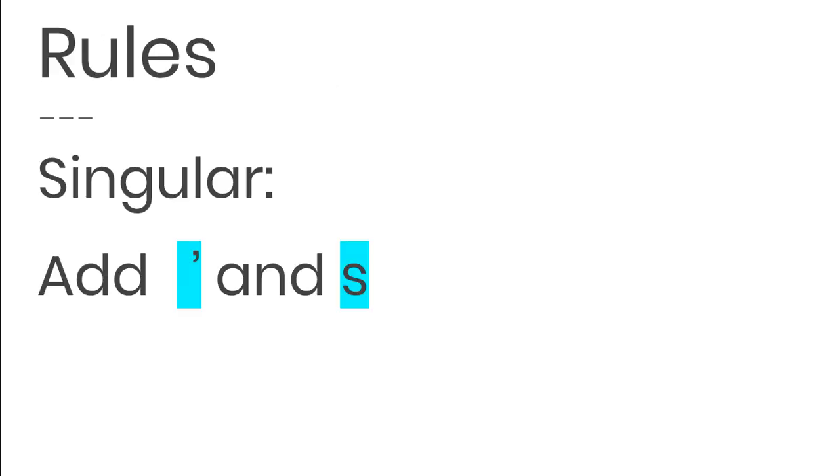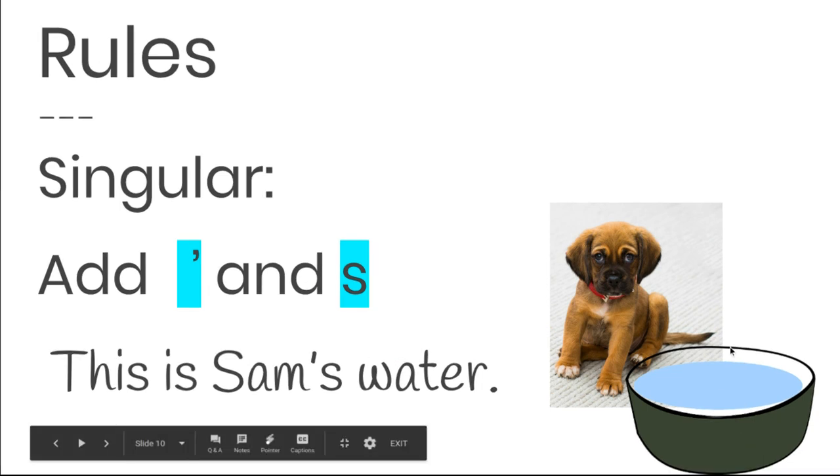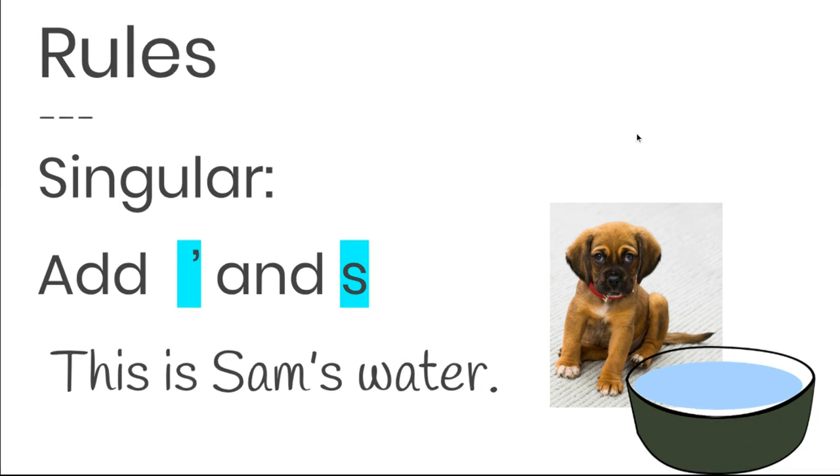When we're talking about possessive nouns, if the possessive noun or the subject of the sentence is singular, then after the name, we add an apostrophe and the letter S. So for example, we have a picture of a cute little puppy here. The puppy's name is Sam. And this is his water. So we can say this is Sam's water. Notice that after the name Sam, we write an apostrophe and the letter S.